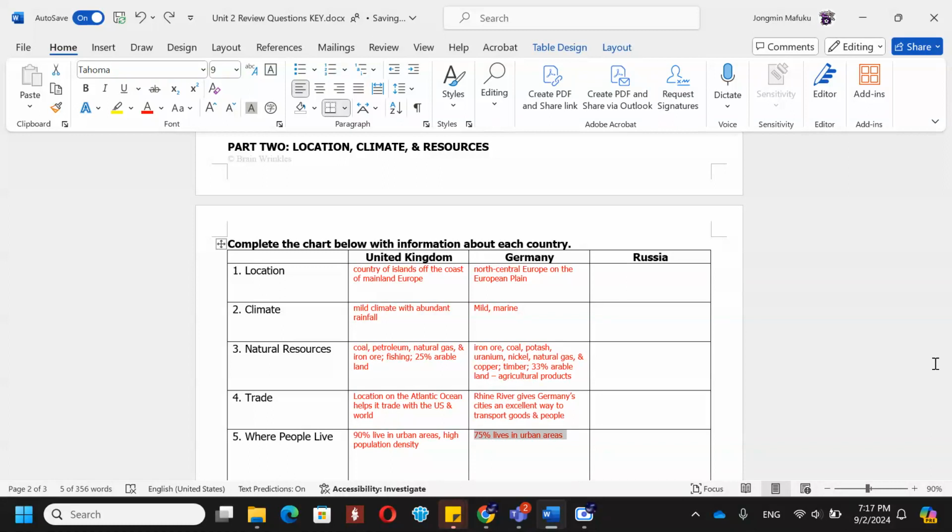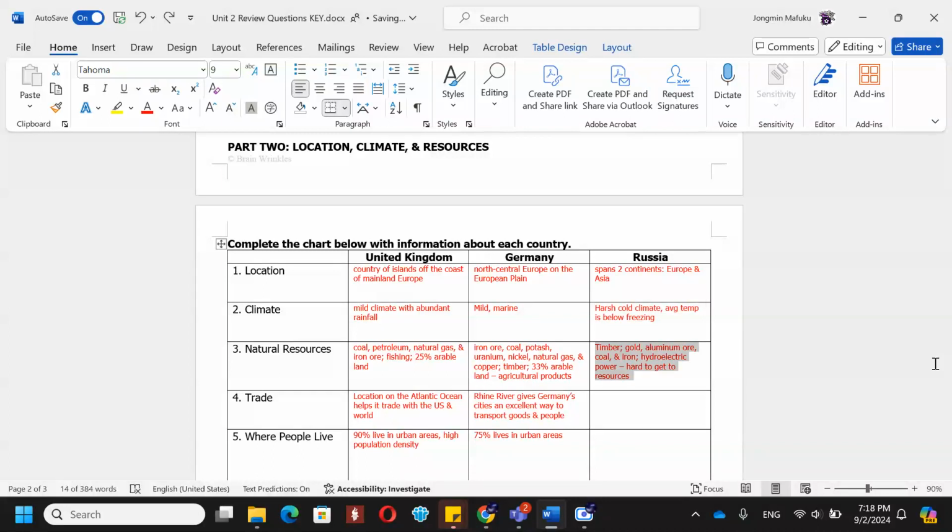Let's move on to Russia. Russia spans two continents, Europe and Asia. It is big. And we learned that the Ural Mountains are a natural border between Europe and Asia. We learned that Russia has a very cold, harsh climate. Most people want to live where it's warm, which we're going to talk about in number five.